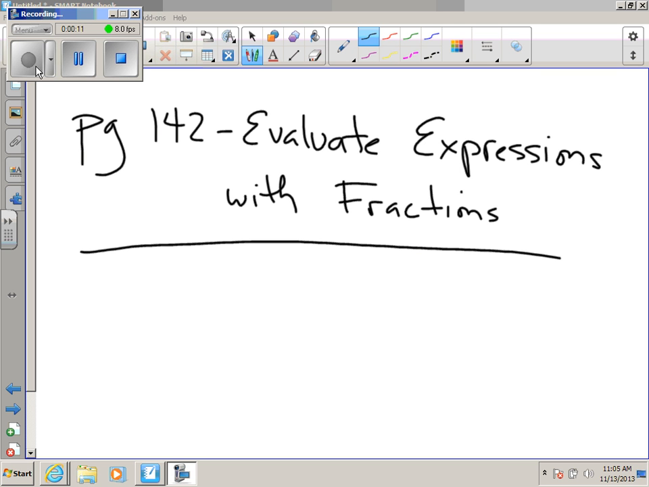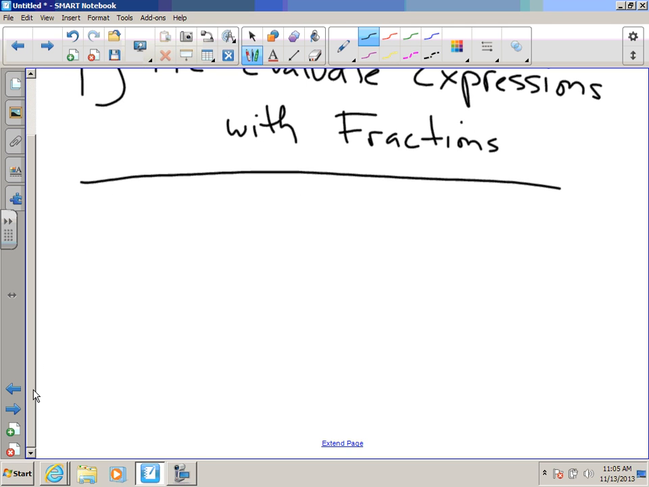The orange box on the top of page 142 has our order of operations. We'll be using those rules today as we work through some of these problems. What you know about order of operations is the first thing we're always going to do is what's inside the parentheses.